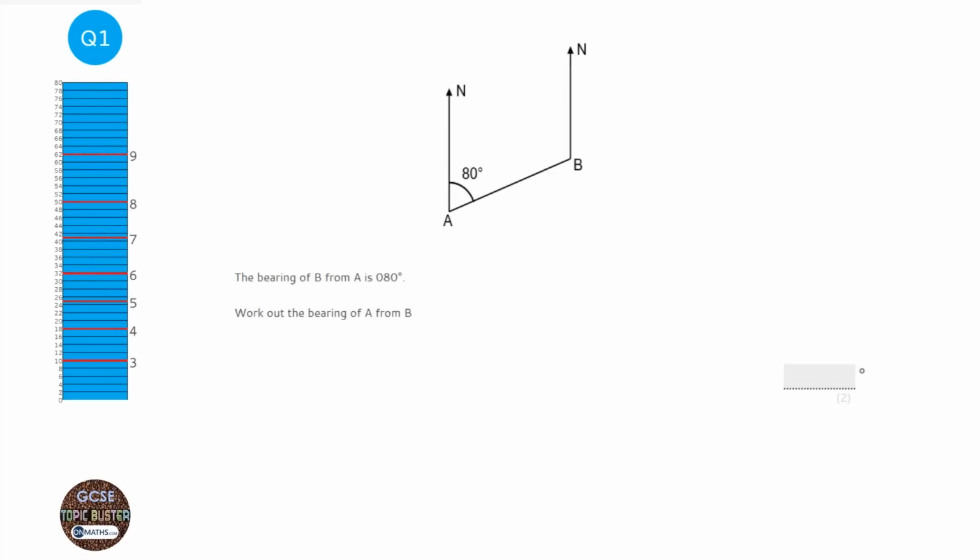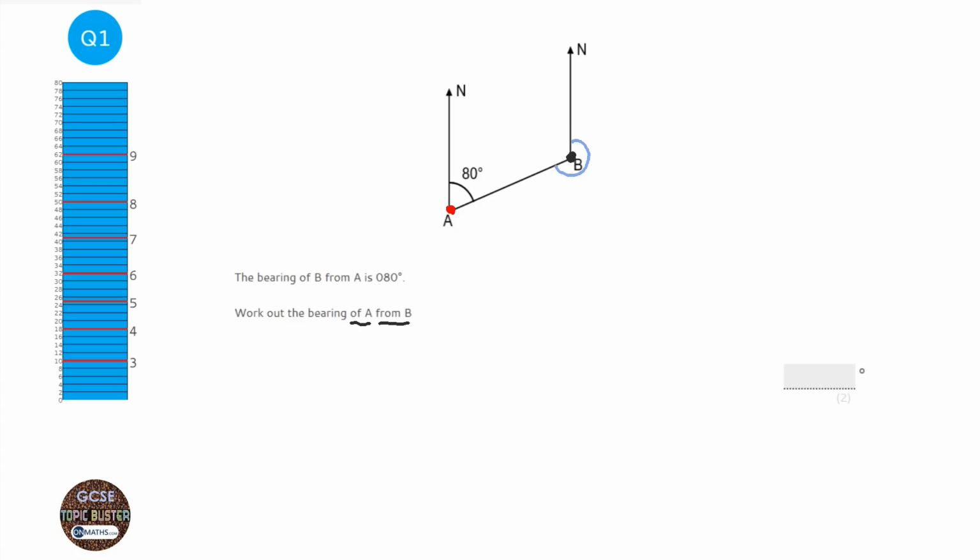At first glance, this seems like a really easy question. It seems like the answer will just be 80. But we've got to understand the way that bearings are written out. It says work out the bearing of A from B. It means that we are at B and we're trying to find where A is in relation to B. So the actual question is asking you for this angle here. Now don't forget, bearings are the angle going clockwise from north.